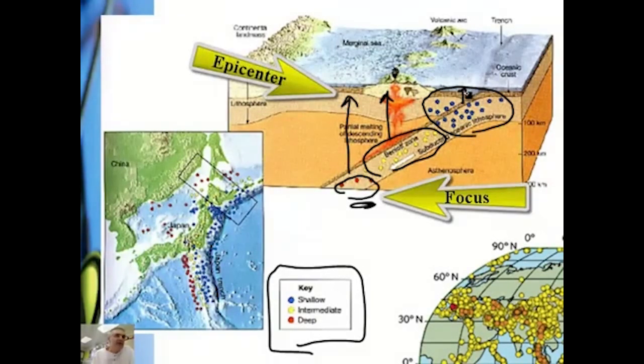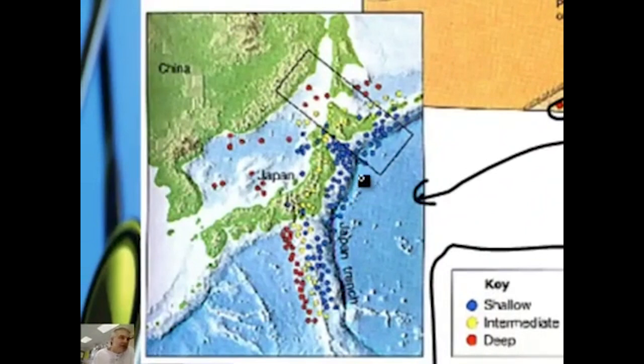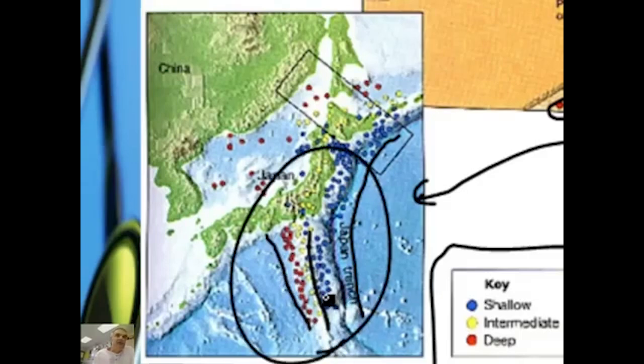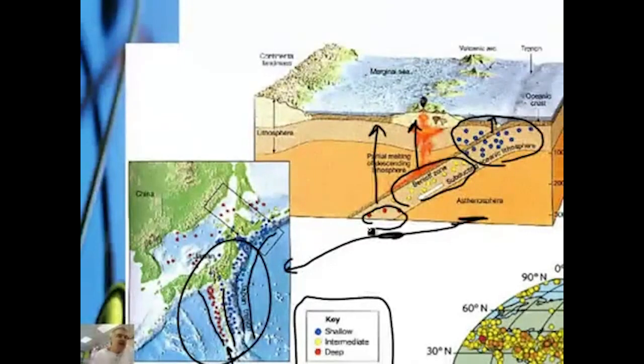Now, I want you to transfer this graph over to this graph, because if you look here in Japan, we can see the blue, which of course is the shallow earthquakes, and the yellow are the intermediate. You see those right here, and then the reds are the deep ones. The deep ones tend to happen here, which is not technically on the plate boundary. The plate boundary is where you have the blue, or shallow, earthquakes.